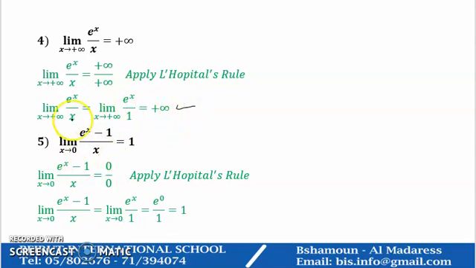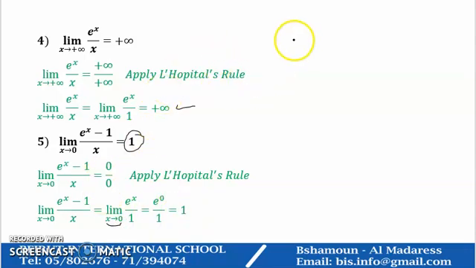The last one in the limits rules, we have part 5, limit of (e^x minus 1) over x when x tends to 0 equal 1. Why is that? In fact, when x tends to 0, this becomes e exponent 0, which is 1. 1 minus 1 equals 0, and this 0. Using L'Hopital's rule here, we obtain e^x over 1, which is e exponent 0 since x tends to 0. E exponent 0 over 1, which is 1 over 1, which is equal 1.